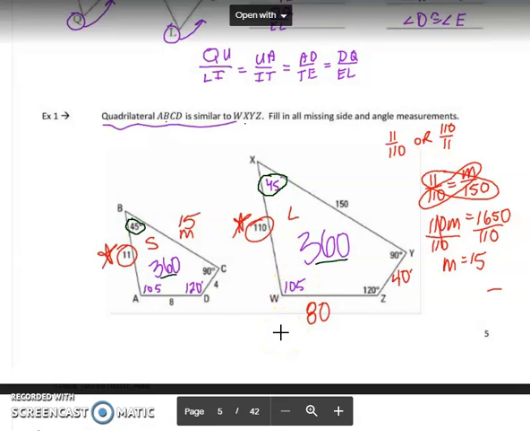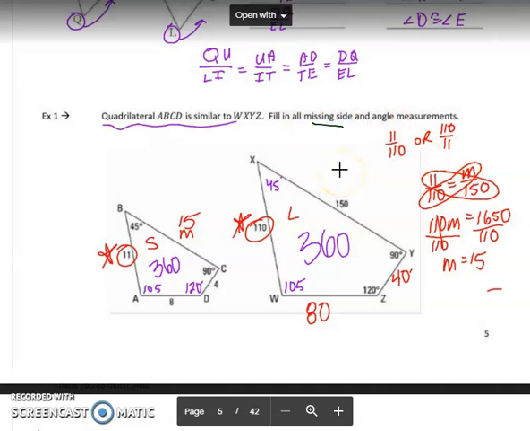So that kind of takes care of number one. It said, hey, they're similar, so you should be able to fill in missing angles, and that's not too bad of a process. Let me clear that out. So now let's talk about the missing sides. That's really kind of the critical part of this topic.